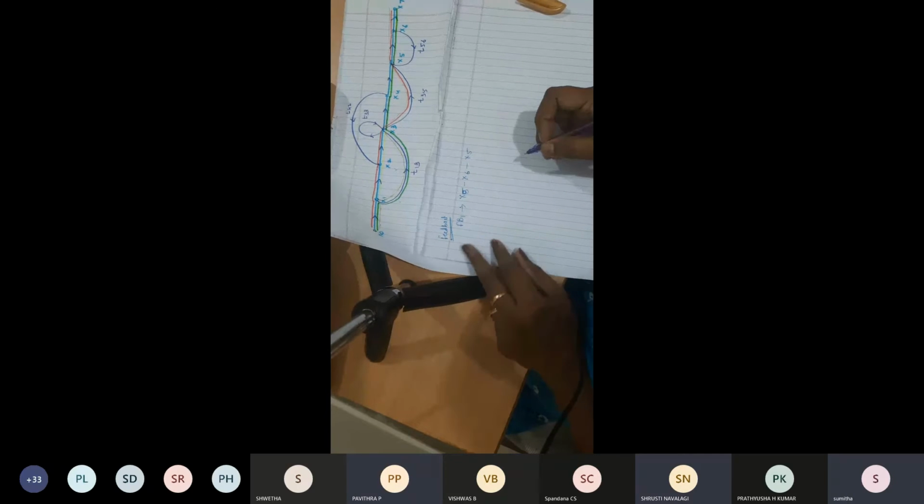Okay. Next loop: it starts at x5, goes to x6, then again comes back to x5. Correct? Yes, ma'am. So it is a feedback loop. My first feedback loop is x5 to x6 and back to x5. Understood? Yes, ma'am. Next, is there any other feedback loop? Just tell me the values.